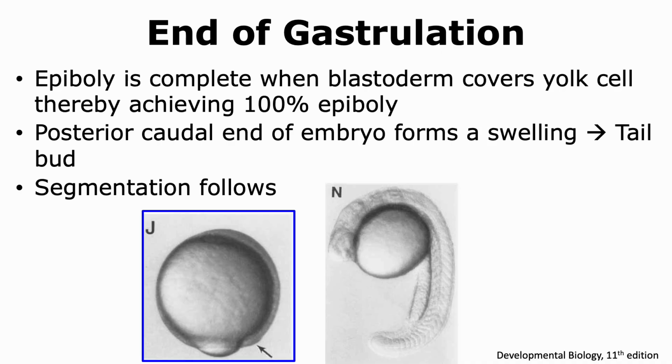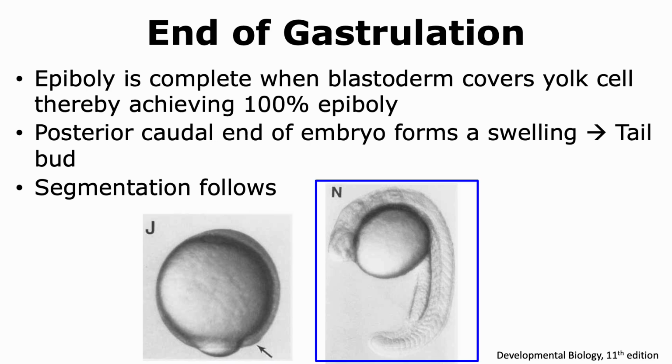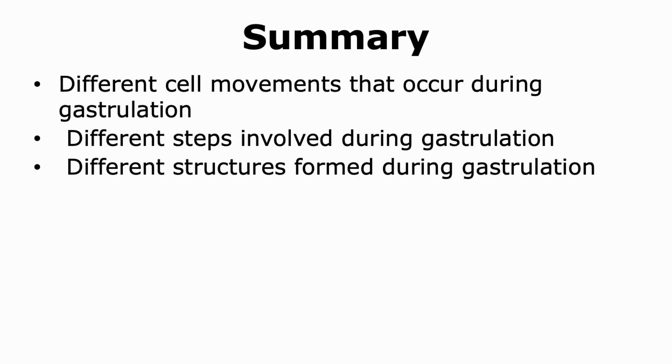Just to show what we just talked about, here we can see the embryo that has come to the end of gastrulation, and the tail bud is shown where the arrowhead is, and they will have more developmental processes which involve segmentation to form the embryonic structure that is shown in the blue box. To summarize, we looked at different cell movements, the steps involved, as well as different structures that are formed during the process of gastrulation in fish.